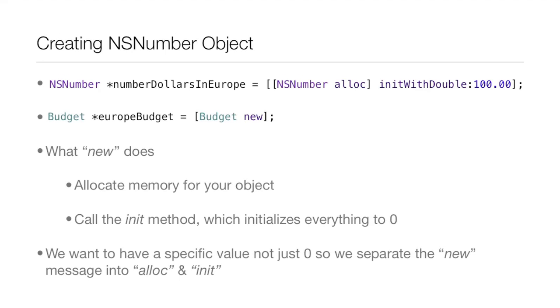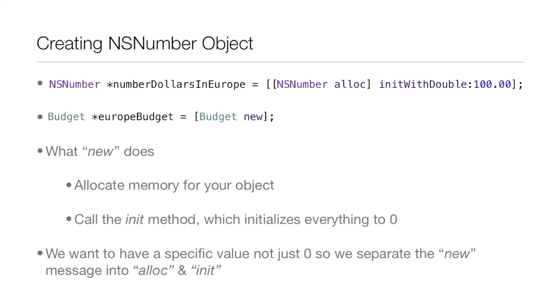We cannot use that new method, because if we did, all our numbers would be 0. And obviously that kind of defeats the purpose of having different numbers if they're all just 0. And we actually specify the type that we're going to initialize it with. So we say init with double, and then we put a double value there, close off the brackets, put in the semicolon.